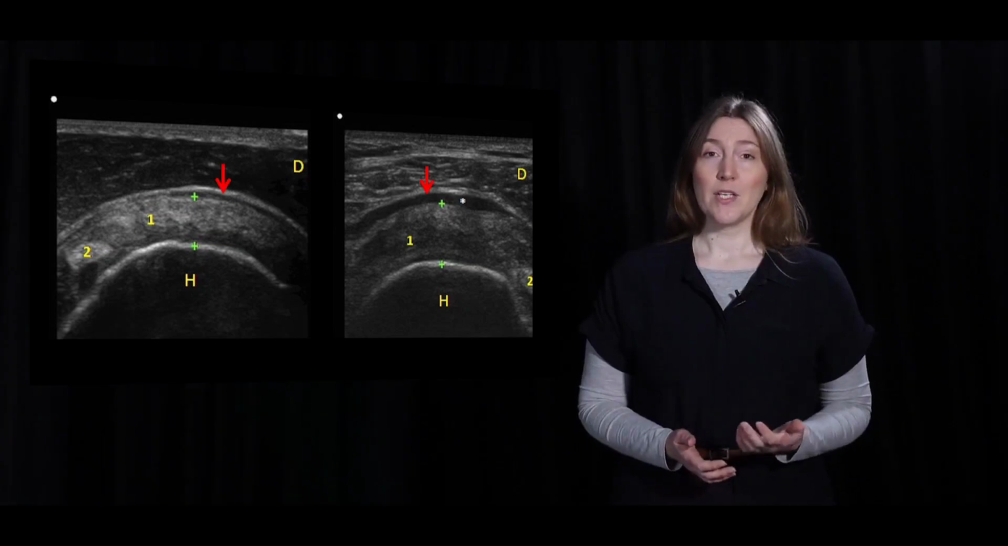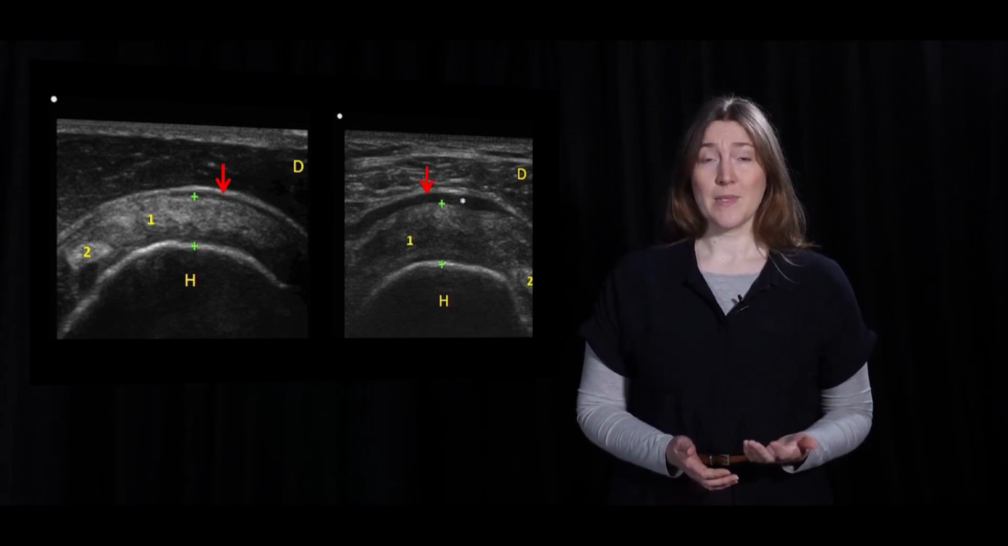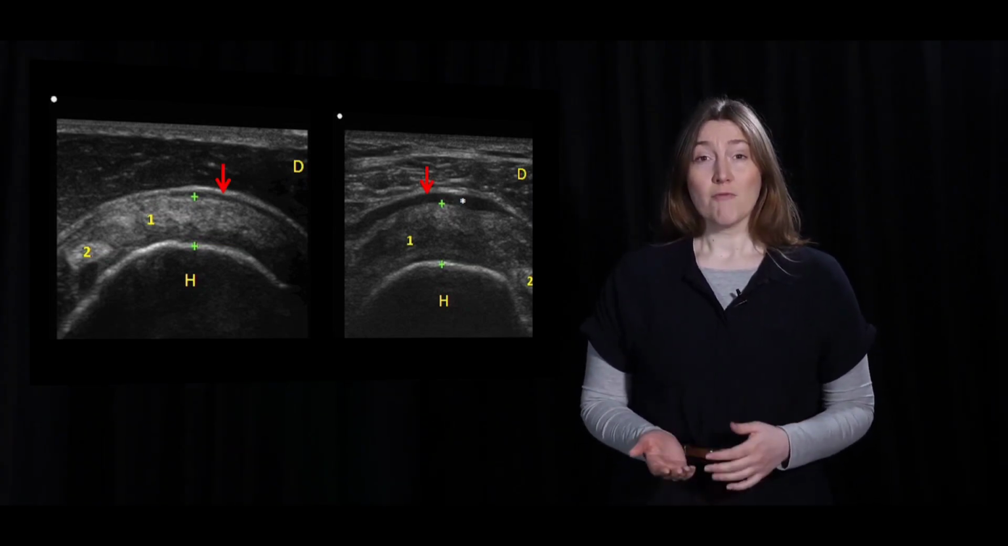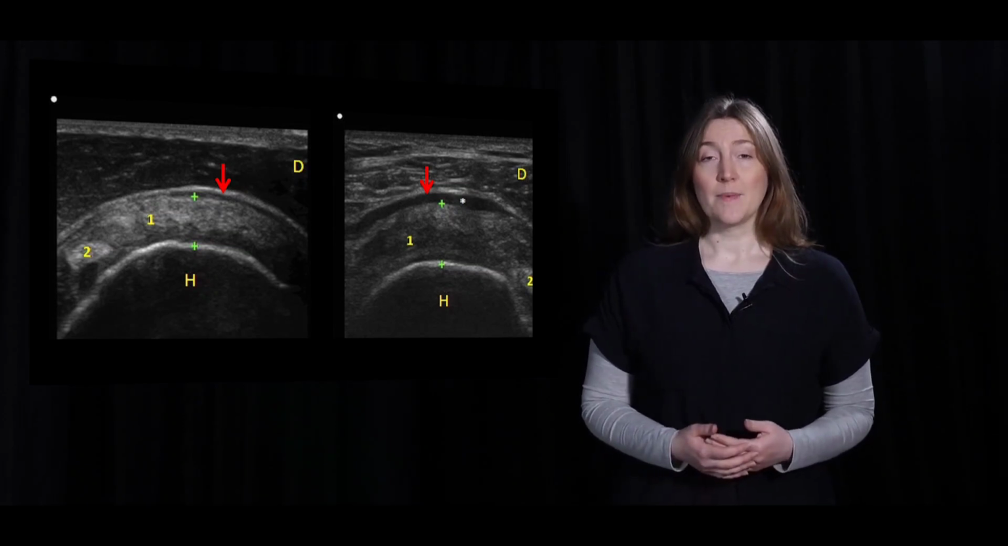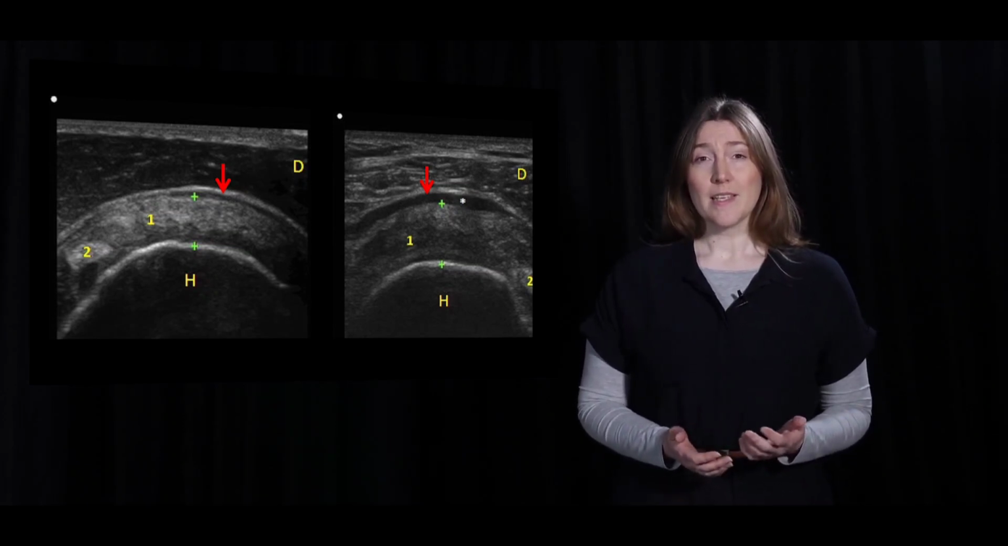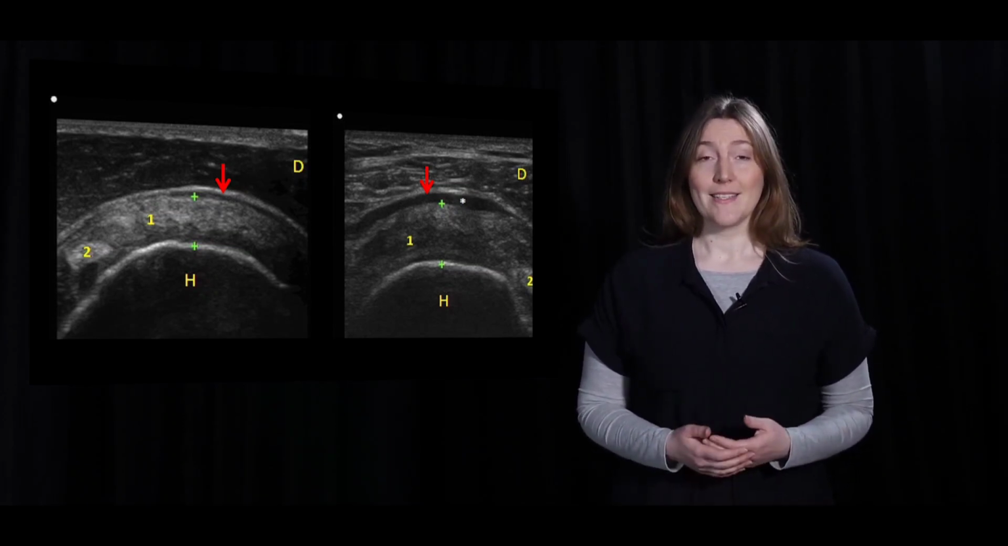In the left image, you'll see a healthy subacromial subdeltoid bursa. In the right image, a bursitis can be seen. Note that the bursa is much bigger and therefore easier to see.